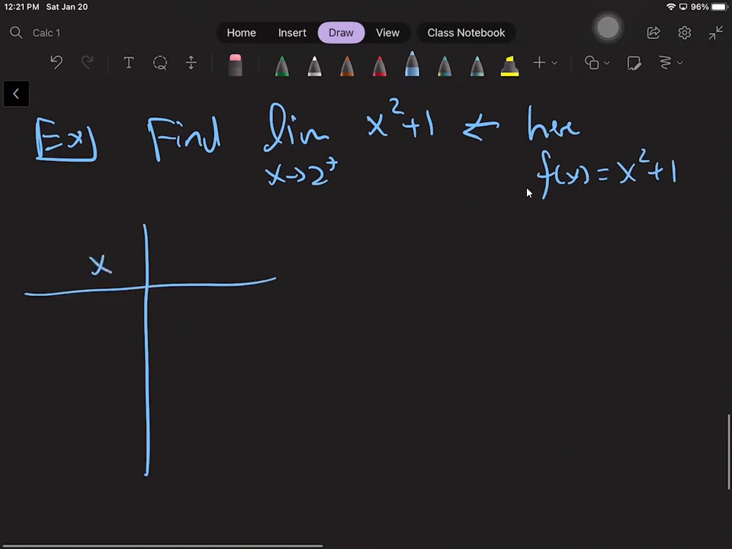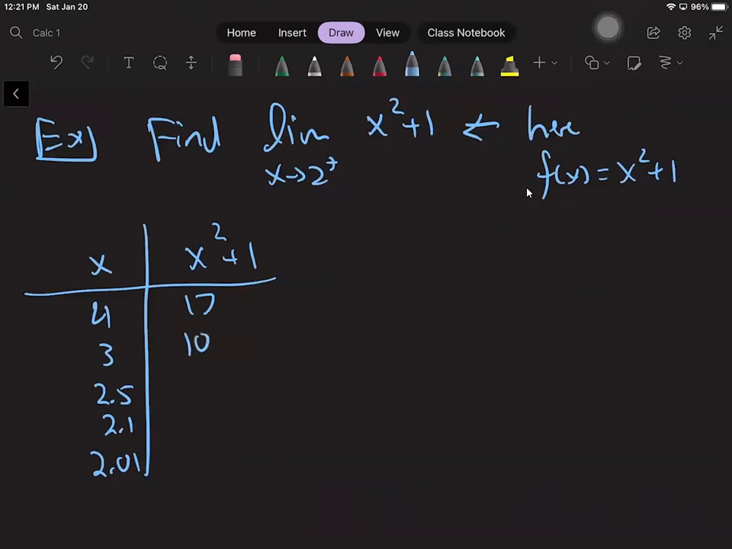So what happens when I plug numbers into x squared plus 1 that are to the right of 2 and go toward 2? Okay, so you start with 4, you get 16 plus 1 is 17. 3 squared is 9, plus 1 is 10. The first ones don't really tell you much. It's not until you get very close to 2 that you can sort of guess where it's going.